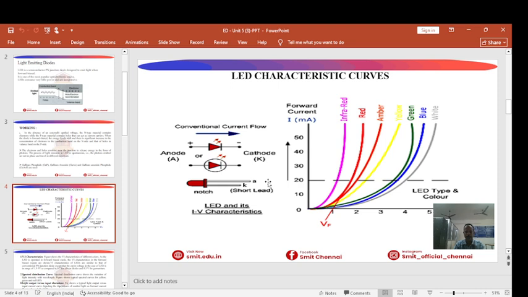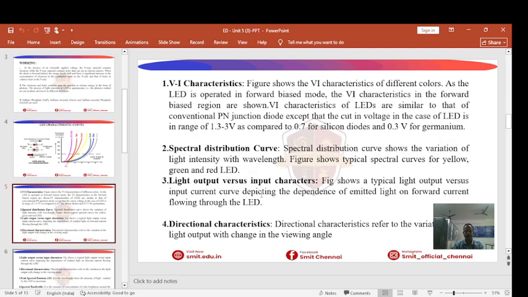There are also directional characteristics. LED lights are highly directional, and the intensity depends on the viewing angle. Based on this, the LEDs have projection. This property makes LEDs suitable for indicators as well as for display applications.